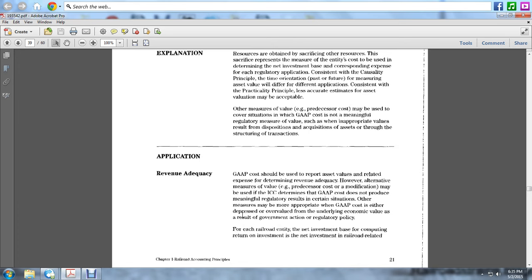Application revenue adequacy. The GAAP cost should be used to report assets, value, and related expenses. In determination of revenue adequacy, however, the alternative measure of the value of the predecessor cost or a modification may be used by the Interstate Commerce Commission. Determination of the GAAP cost does not produce meaningful regulatory results in certain situations. Other measures may be appropriate where the GAAP cost is either depressed or overvalued relative to the underlying economic value as a result of government action and regulatory policy.